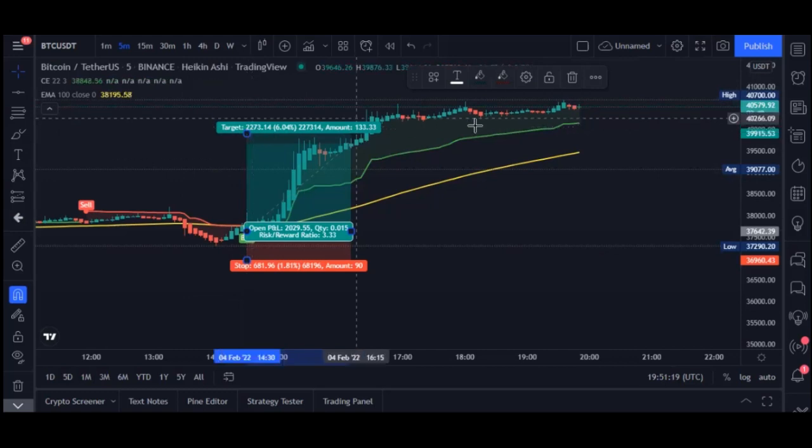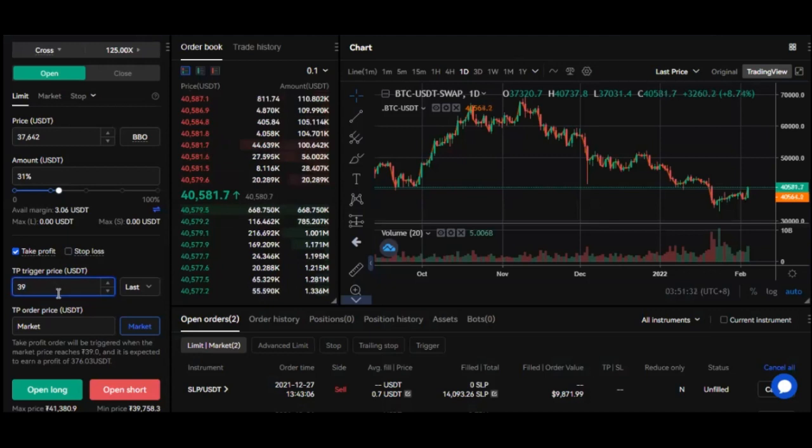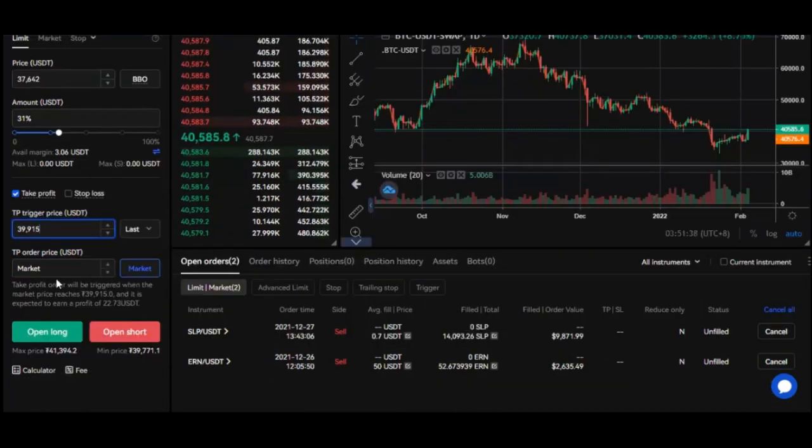So I've set where I want to take profit here, and the take profit here is at 39, can you see this? 39,915. That is where I want to take profit. So I come in here and set my profit at 39,915. All right. And it's going to be with the market order.